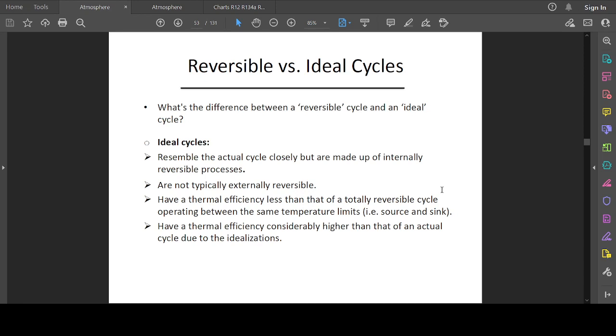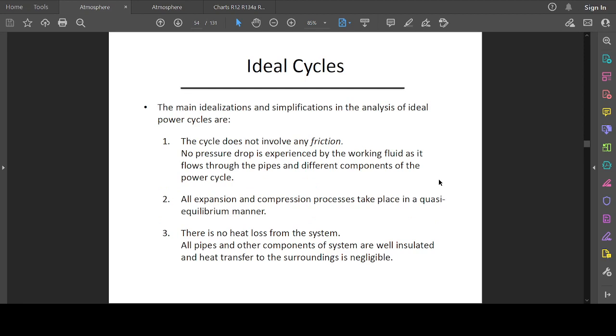For ideal cycles, they resemble the actual cycle closely but are made up of internally reversible processes. They are not typically externally reversible, and they have a thermal efficiency less than that of a totally reversible cycle operating between the same temperature limits. They have a thermal efficiency considerably higher than that of an actual cycle due to the idealization. So this is the key major difference between the ideal cycles and the Carnot cycle. The main idealizations and simplifications in the analysis of ideal power cycles are that the cycle does not involve friction. These are irreversibilities.